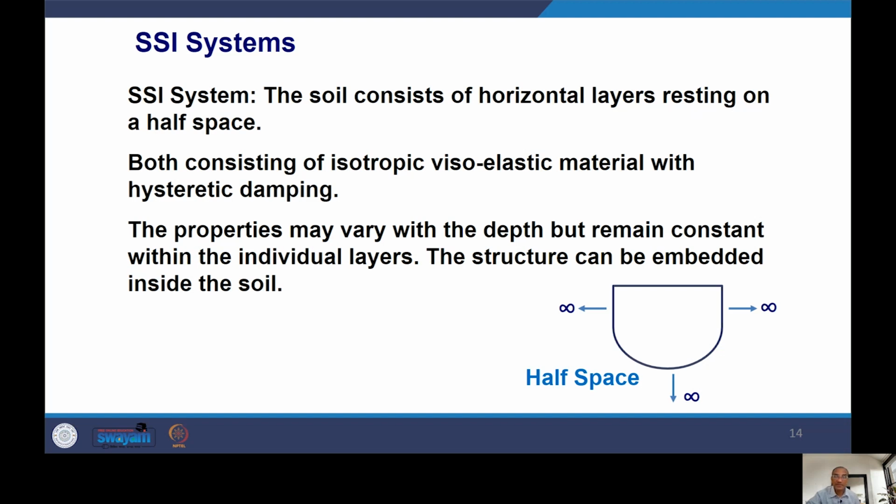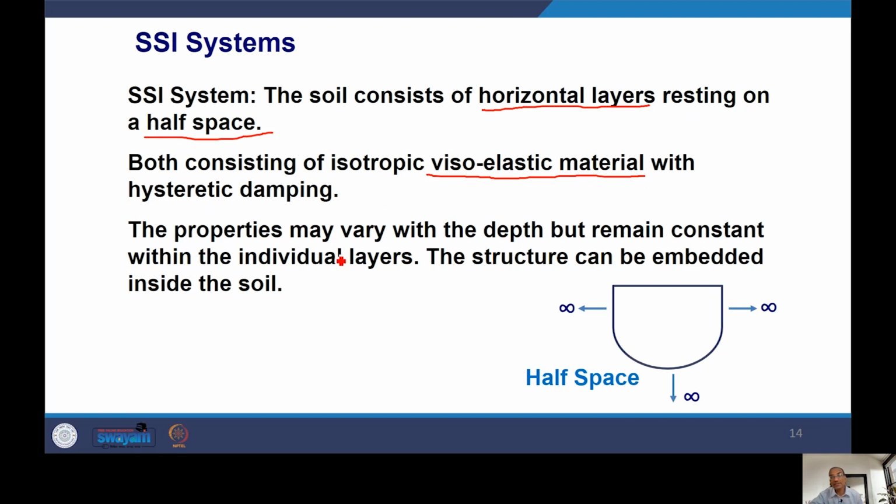And once you have this here, you have horizontal layers on half space. There are two components. One is horizontal layers, since soil will consist of a number of layers, and the other is the half space. Both consist of isotropic viscoelastic material with static damping. So here it is assumed that the horizontal layers as well as the half space consist of viscoelastic material, and in both cases we consider static damping.